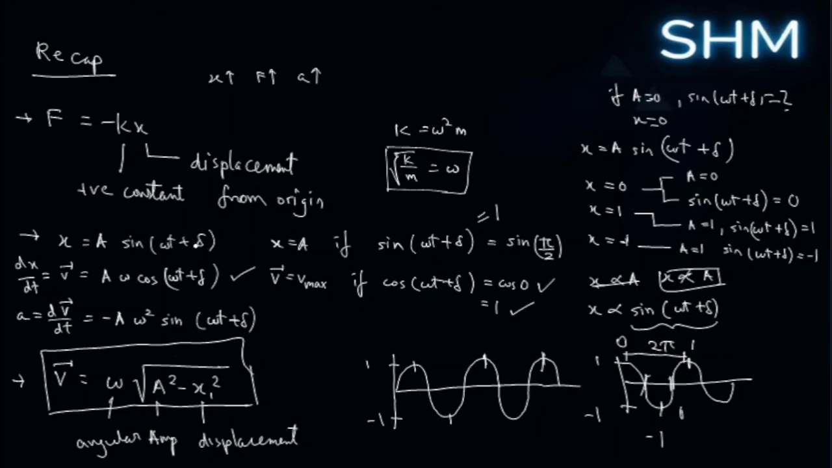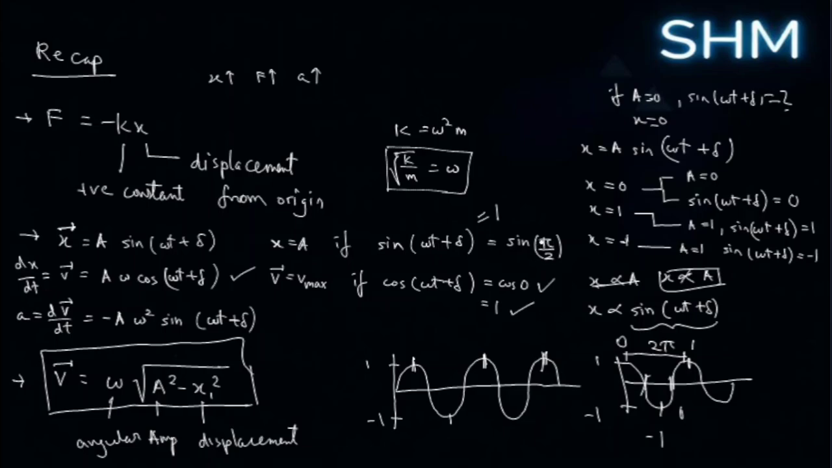Since x is the displacement, dx by dt can give us the velocity, and that is a omega cos(omega t plus delta). Note that x has a maximum value equivalent to the amplitude only if sin(omega t plus delta) is equivalent to 1. It can be sin 90, sin 270, sin 450, and so on. Have the radians value, you can calculate, I'm sure.